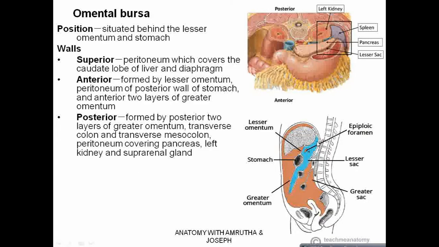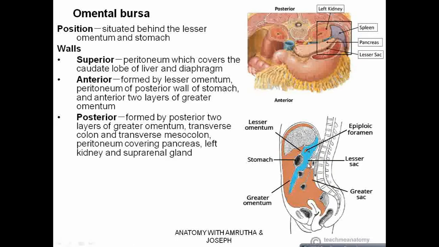Posteriorly formed by the two layers of greater omentum. Again, this is the posterior aspect of the lesser sac. So there are two layers, the third and fourth layer of the greater omentum. Then we can see the transverse colon. Transverse colon is also forming the posterior aspect of the lesser sac. So this blue color area is representing the lesser sac. So this is a posterior aspect. Transverse mesocolon is this one, is the peritoneum that is attached to the transverse colon to the posterior abdominal wall. Transverse mesocolon has got two layers, upper layer and lower layer.